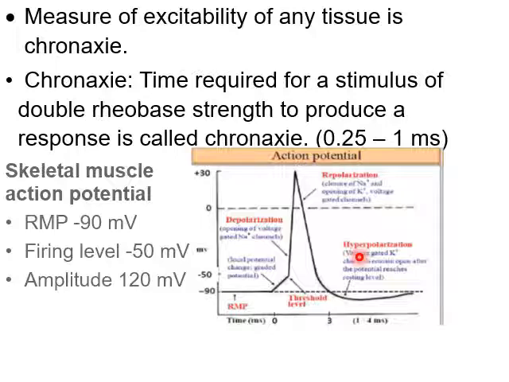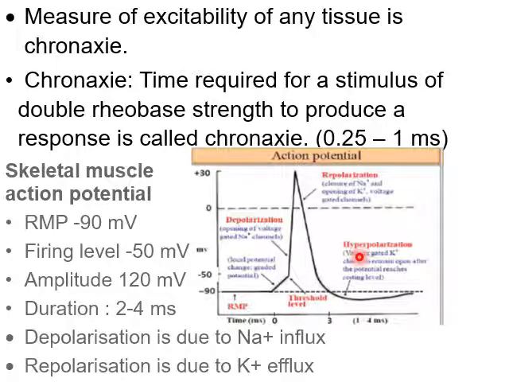So the basic amplitude to which the action potential in a skeletal muscle reaches is 120 millivolts. The molecular basis for this is, as we know, that depolarization is due to sodium influx, and repolarization is due to potassium efflux. The duration of each action potential in a skeletal muscle is 2 to 4 milliseconds.